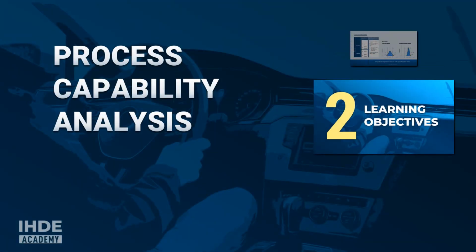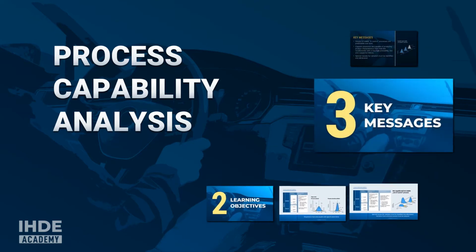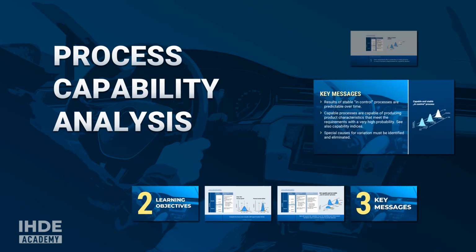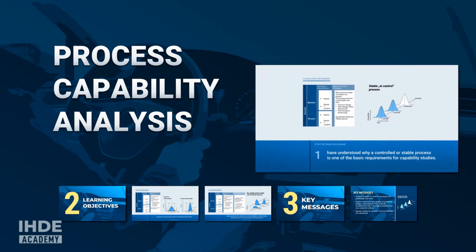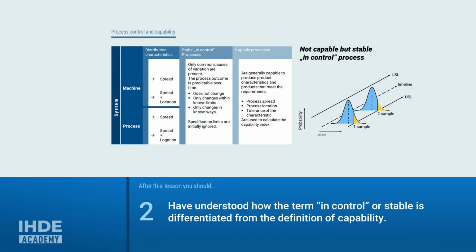In this lesson, we will clarify what is meant by controlled, stable or statistically under control, and capable when it comes to a process. And hello again to this lesson, which essentially has two learning objectives. By the end of this lesson, you should have understood why a controlled or stable process is one of the basic requirements for capability studies. Furthermore, you should have understood how the term in control or stable is differentiated from the definition of capability.